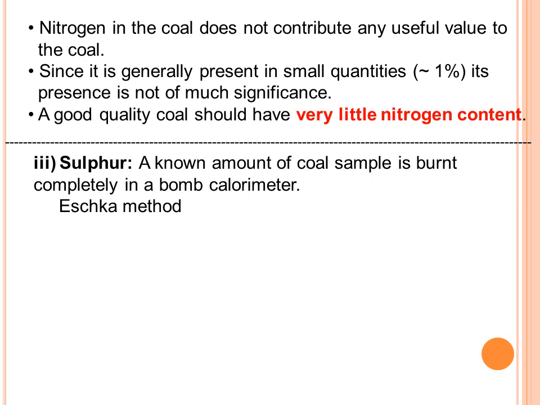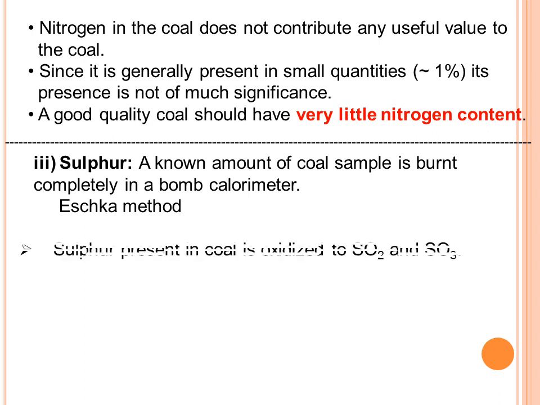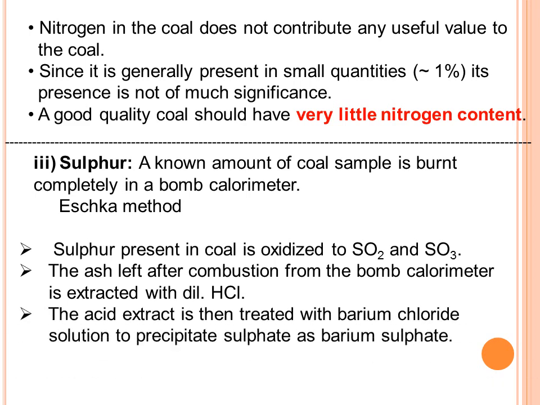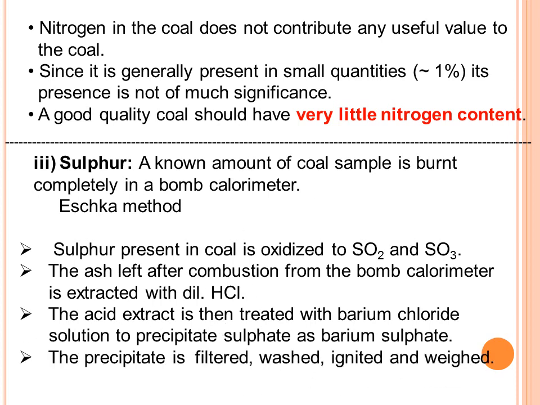The name of that method is the Eschka method. It is performed in a bomb calorimeter. A known amount of coal sample is burned completely in the bomb calorimeter. Then the sulfur is oxidized to SO2 and SO3. That SO2 or SO3 is dissolved in water and converted to H2SO4, which we treat with barium chloride. There it converts to barium sulfate, and this barium sulfate precipitate we filter, wash, ignite, and then take its weight.